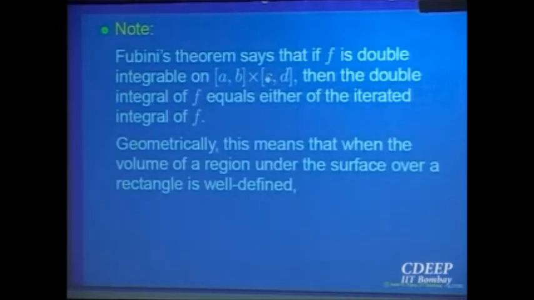And Fubini's theorem says that if the function is integrable, then the iterated integrals are same as the integral of the function, right? So geometrically it means that if you want to find out the volume, see, imagine like a book, right? You want to find out the volume of a book. So what you can do?